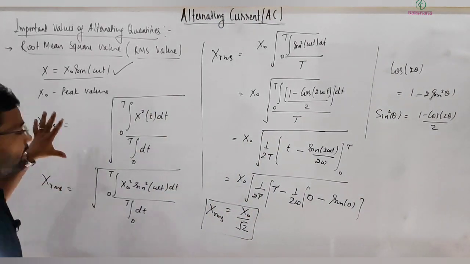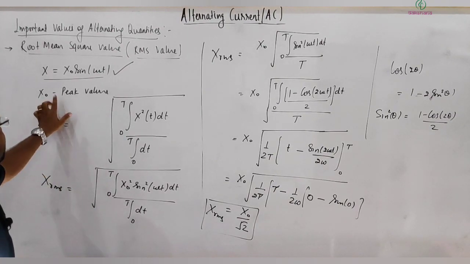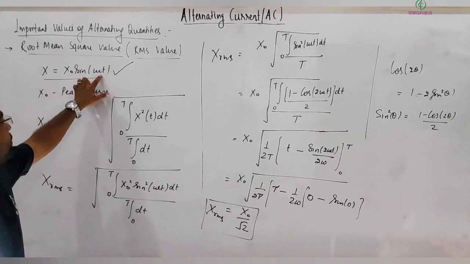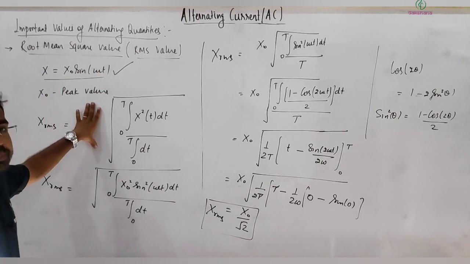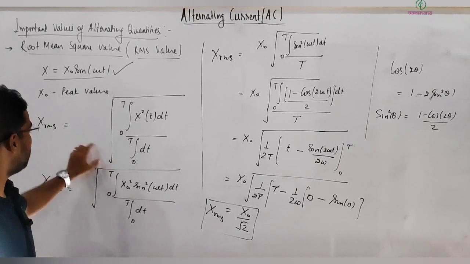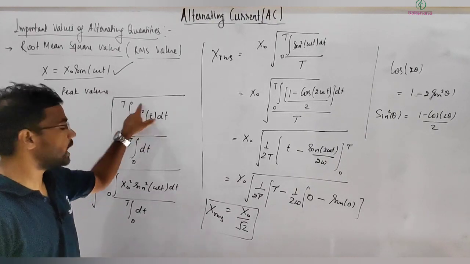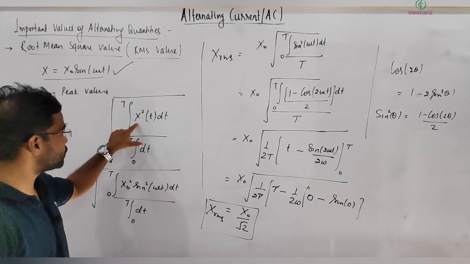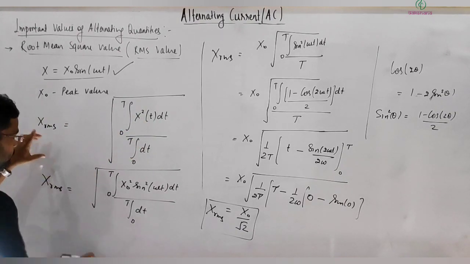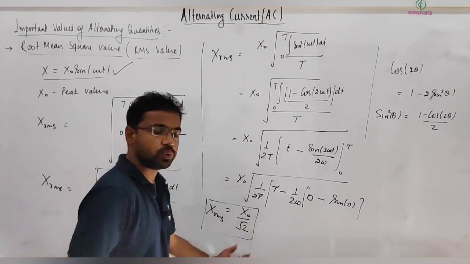Let me write the RMS value for alternating current and voltage. This is the method, the meaning of how we calculate. X is given as x naught sine of omega t, where x naught is the peak value. RMS means root of mean of square. So square, then mean, and then root over that, we call it x RMS. After calculating we get peak value divided by root 2, right?